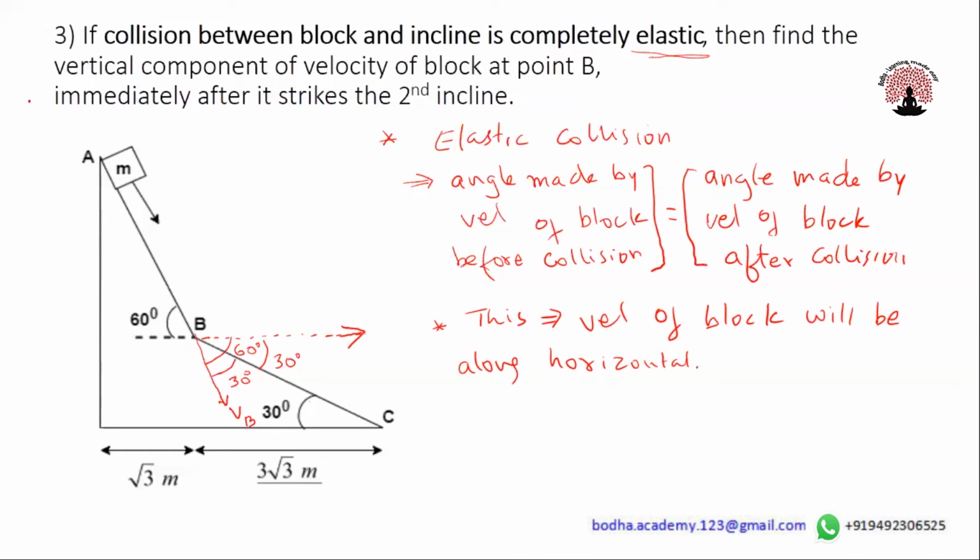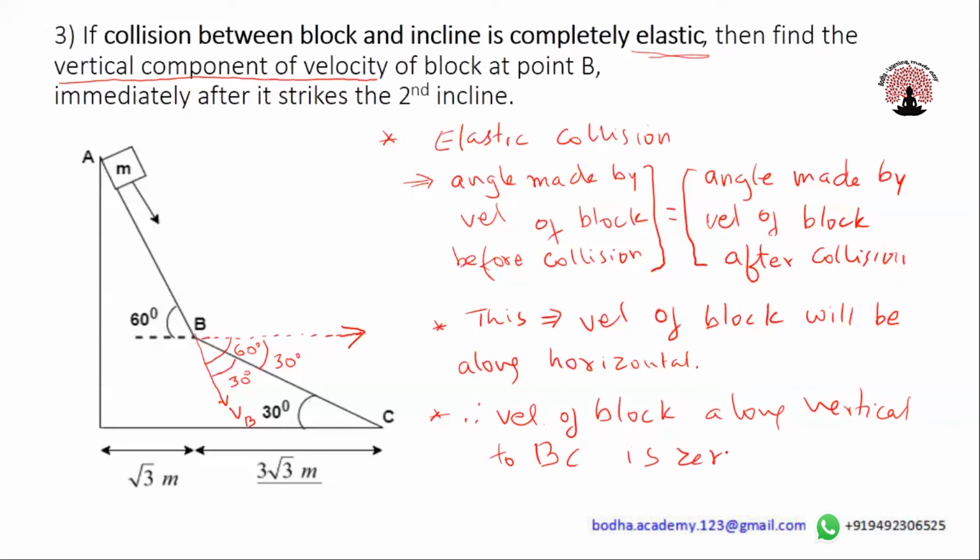He is asking for the vertical component of velocity of the block. So in the vertical direction, perpendicular to BC, there is no velocity. Therefore, the velocity of the block perpendicular to BC is 0. This is the final conclusion we can draw.